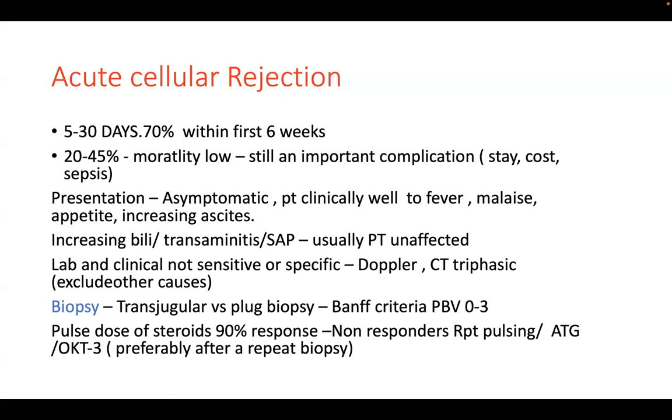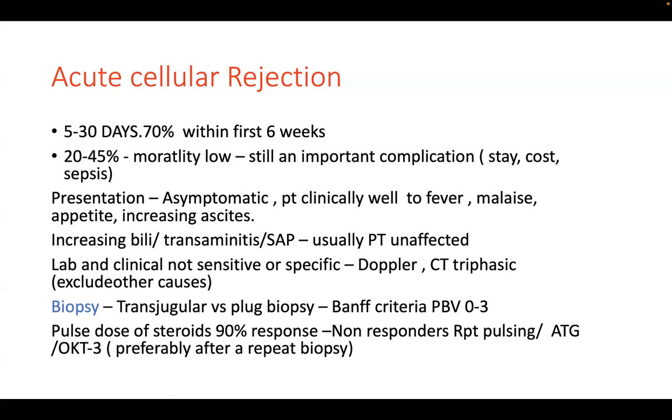So essentially the treatment is increasing the pulsing with the dose of steroids. The dose can vary depending on the patient and center usage. And in the majority of patients, 90% of them respond. In non-responders who are not responding to pulsing, the options are repeat pulsing, ATG and OKT3, anti-thymocyte globulin and OKT3. But it's always better to be careful, because all these drugs put them at risk of CMV, sepsis, bacterial and viral reactivations, and fungal sepsis. So whenever you have such a dilemma, it's always better to rebiopsy and confirm that the rejection has really not responded before you go for this aggressive immunosuppression.